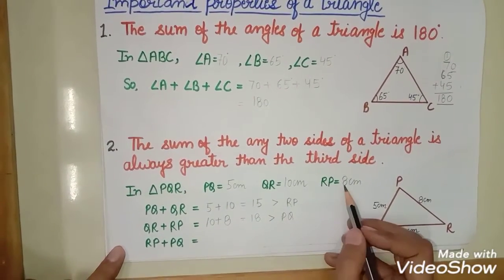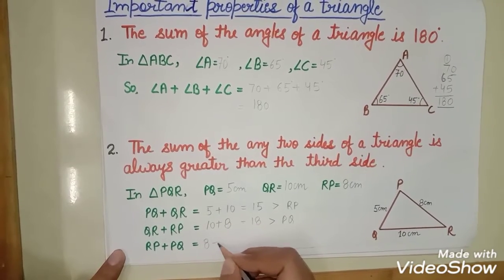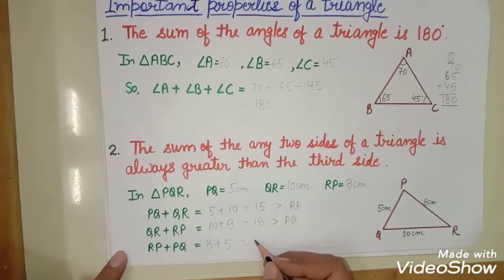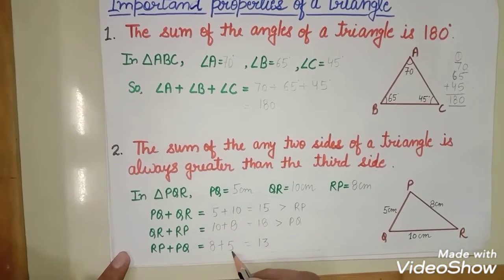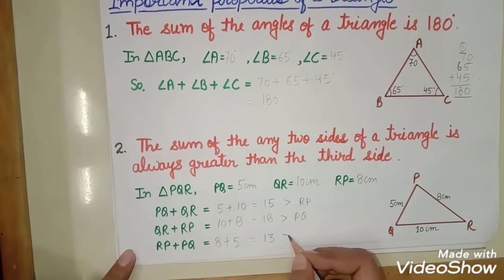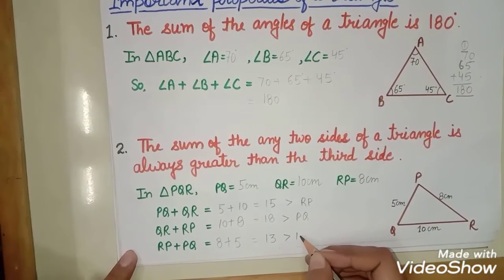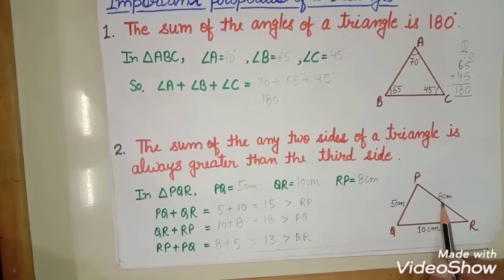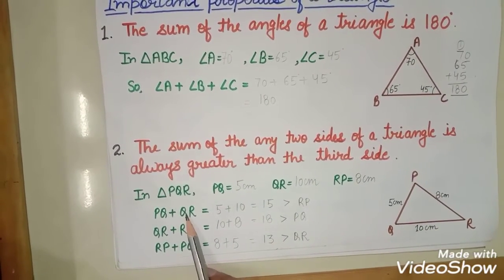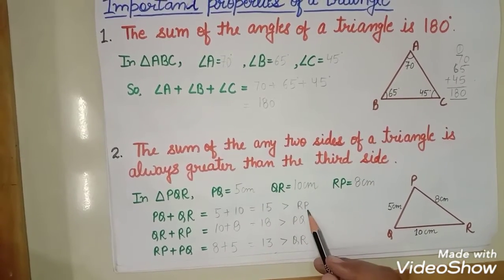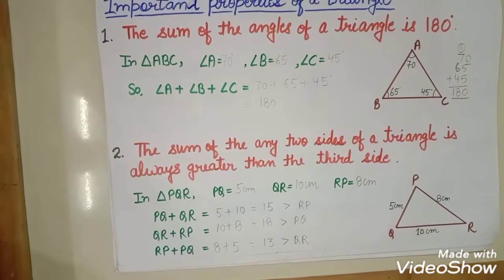Now RP, RP is 8 centimeters and PQ is 5 centimeters. So 8 plus 5 is 13. और साइड कौन सी बची अब की बार हमारे पास? QR. So 13 is greater than QR or not? Yes, 13 is greater than QR. So किसी भी triangle में जब हम दो sides को plus करते हैं तो जो उनका sum आता है, that is always greater than the third side.